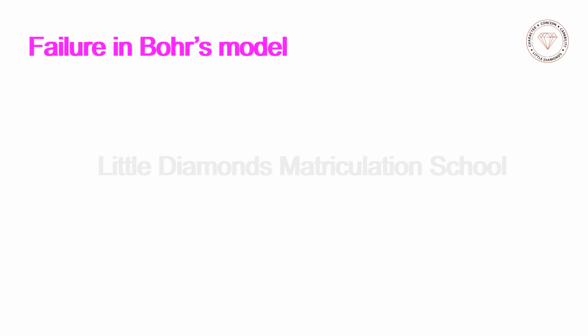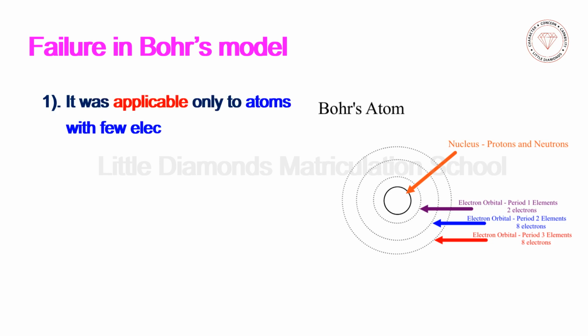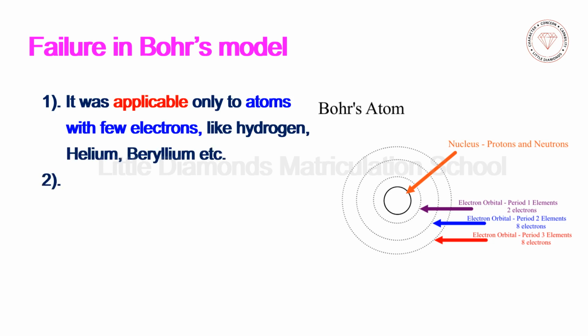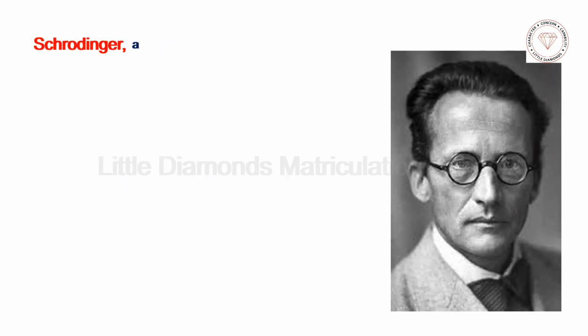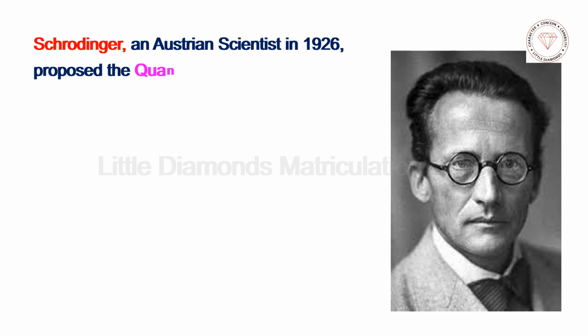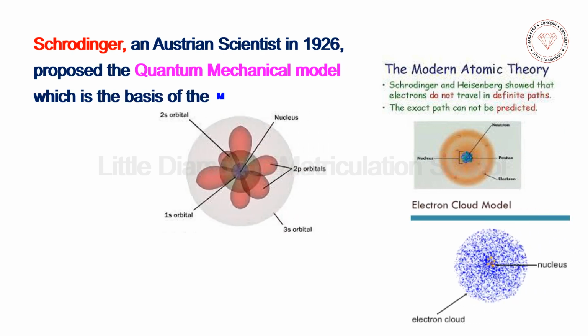Failure of Bohr's model. Bohr's model failed because it was applicable only to atoms with few electrons like hydrogen, helium, beryllium, etc. It was not true for multi-electron atoms. Schrödinger, an Austrian scientist, in 1926 proposed the quantum mechanical model, which is the basis of the modern atomic theory.